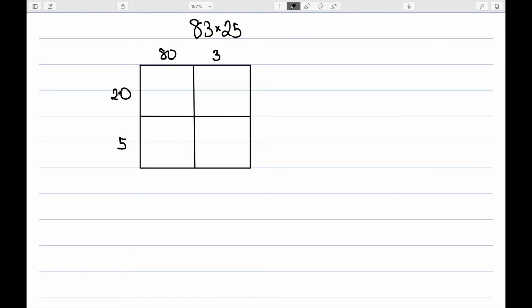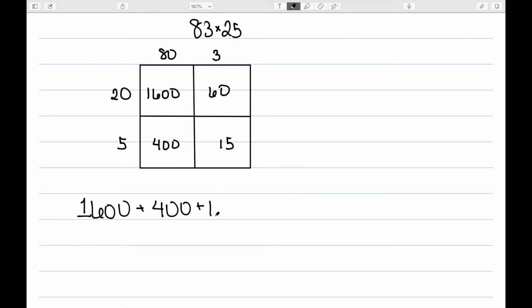And then we multiply. 20 times 80 is 1,600. 20 times 3 is 60. 5 times 80 is 400. 5 times 3 is 15. And then we add up these numbers. 1,600 plus 400 plus 60 plus 15 is 2,075. So I have my solution.